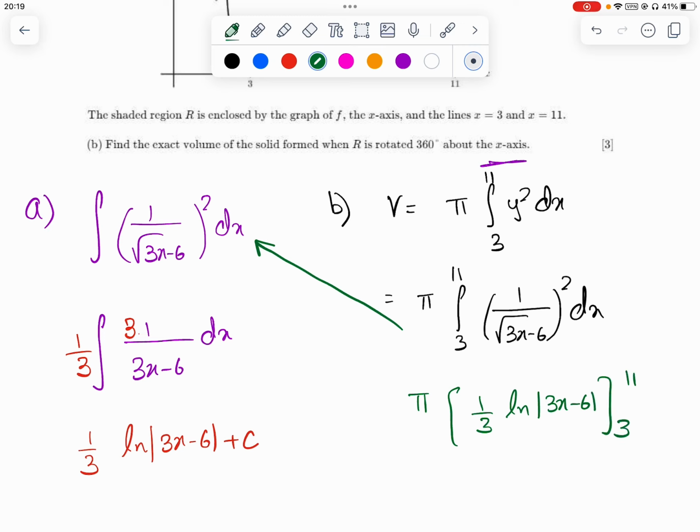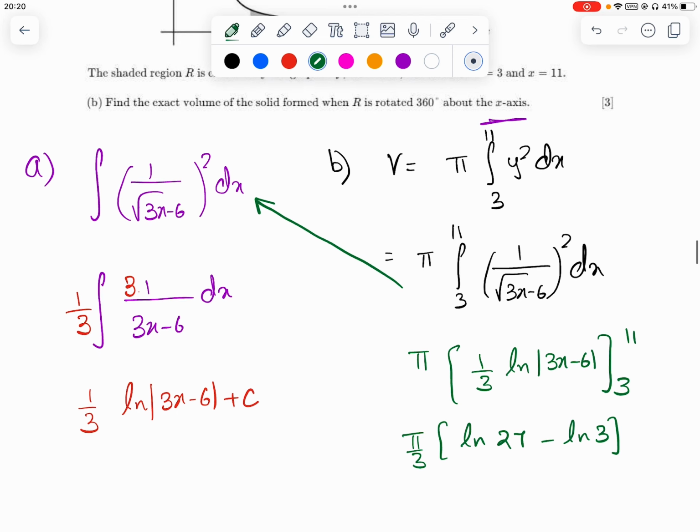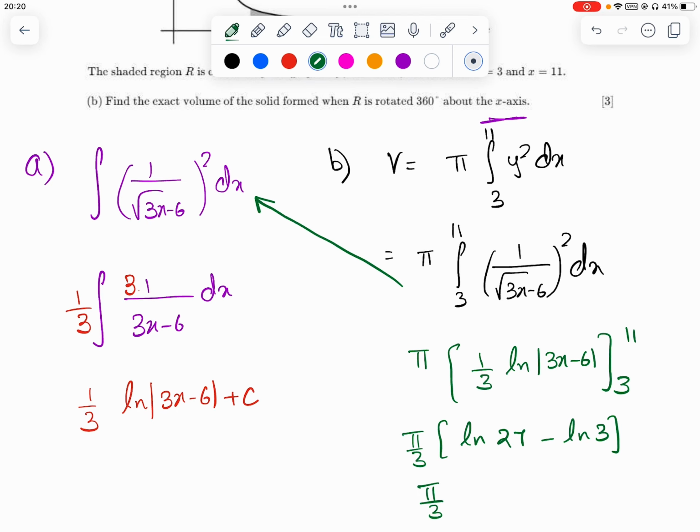So plug in the values. So it becomes pi upon 3. Plug in the upper limit: 3 times 11 is 33, 33 minus 6 is 27. Lower limit: 3 times 3 is 9, 9 minus 6 is 3. ln 27 minus ln 3. So it becomes ln 27 upon 3, which is nothing but ln 9. So the answer is ln 9.